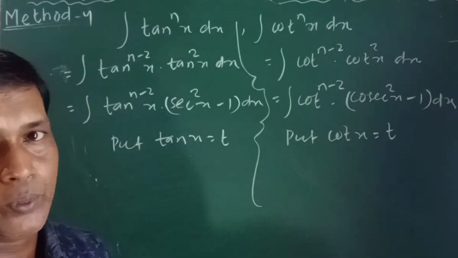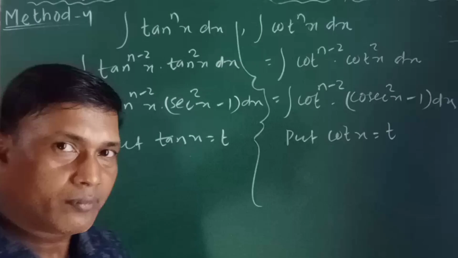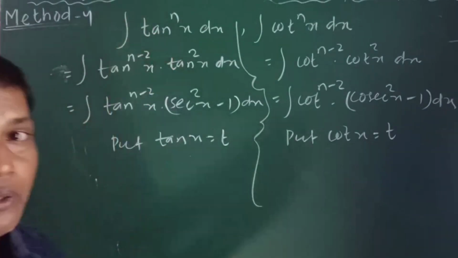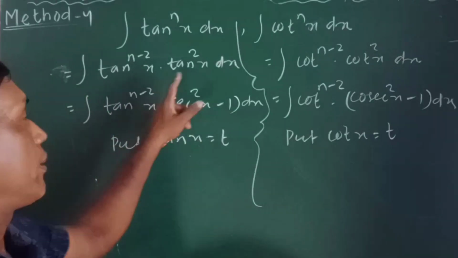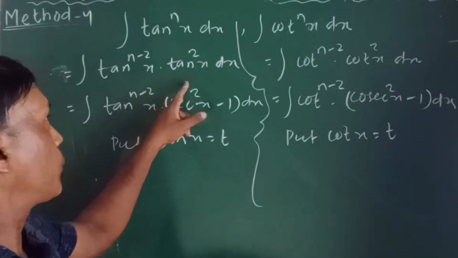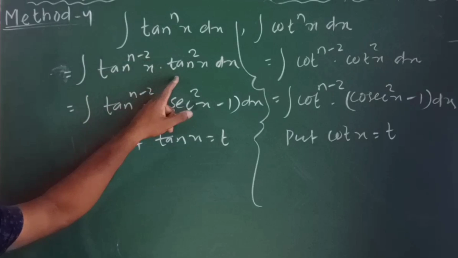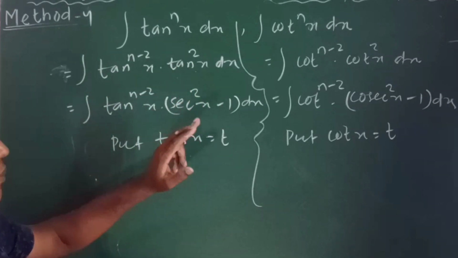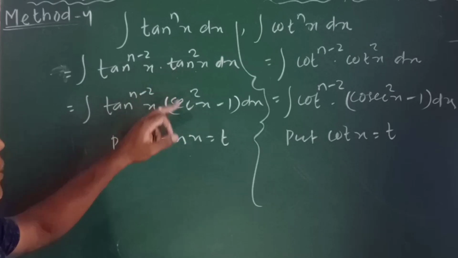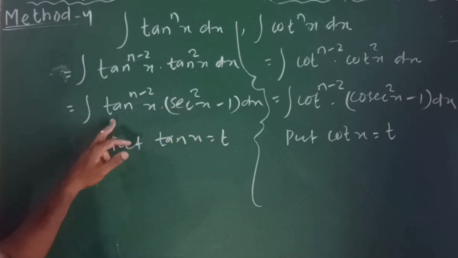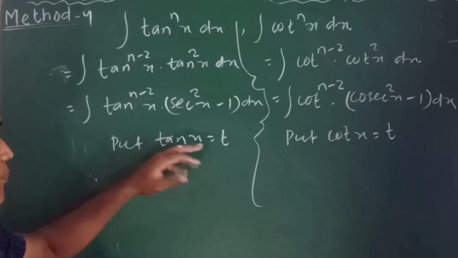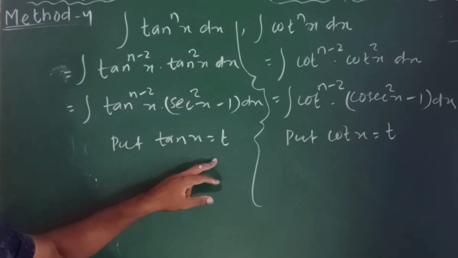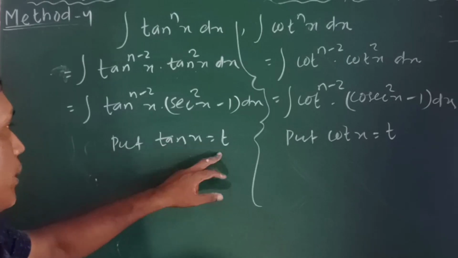So a very important trick. Remember one important thing: if you have tan to the power n, then separate tan square. So this will be tan to the power n minus 2 into tan square. So put tan square equal to sec square minus 1. If you put tan square equal to sec square minus 1, then look at here. If you put tan x equal to t, after putting tan square x equal to sec square minus 1, then put tan x equal to t. If you put tan x equal to t, then the problem will be solved.